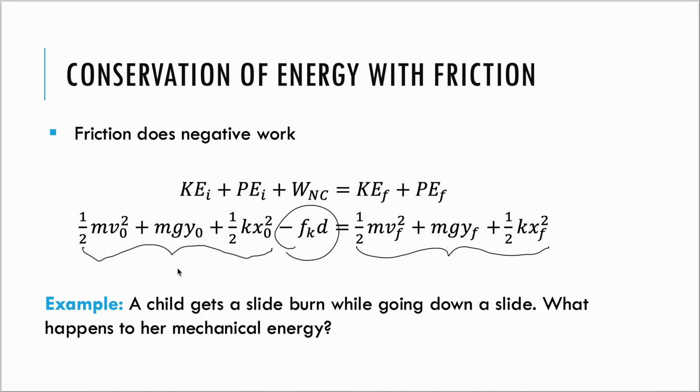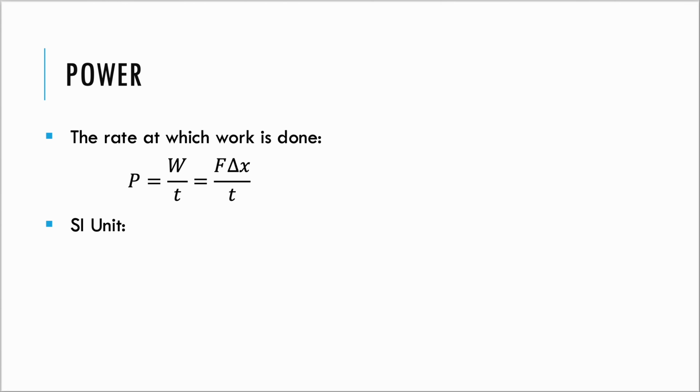So that means that our initial mechanical energy, which I'll call MEi, is actually greater than our final mechanical energy, which I'll call MEf. And that's because we've lost some energy to our surroundings here due to the non-conservative force of friction.